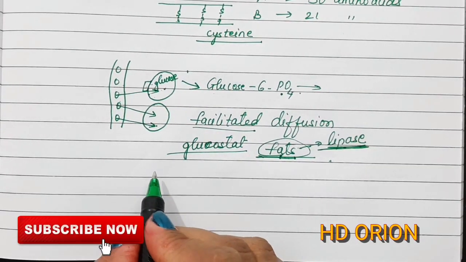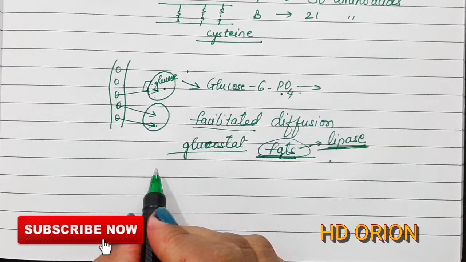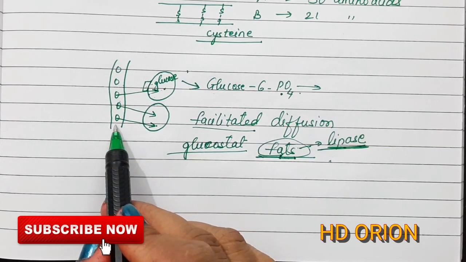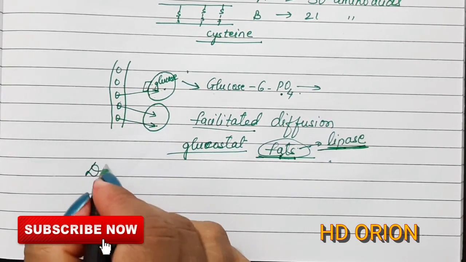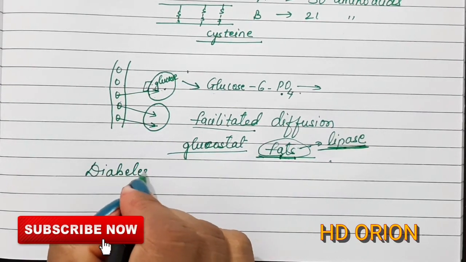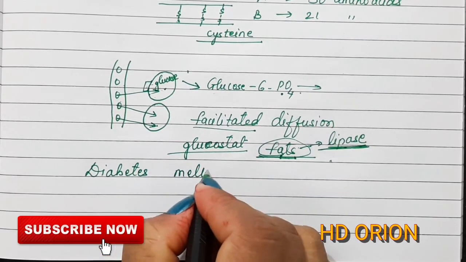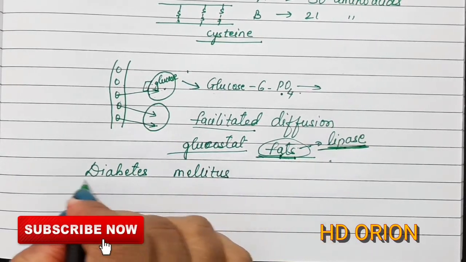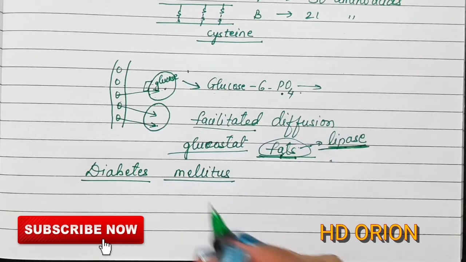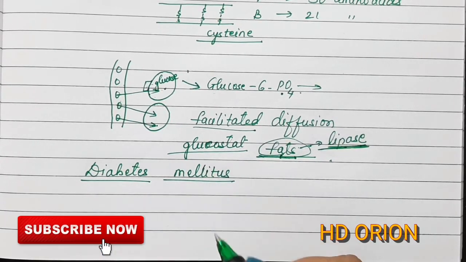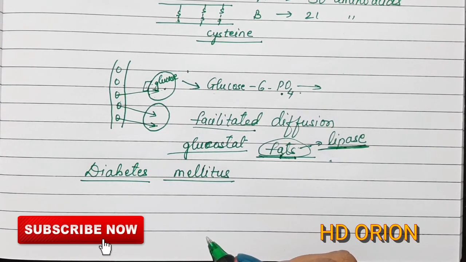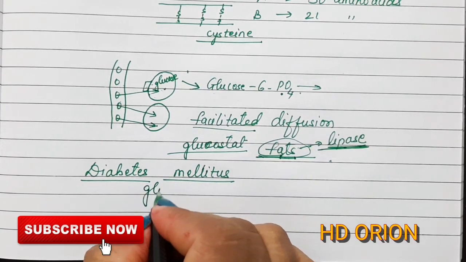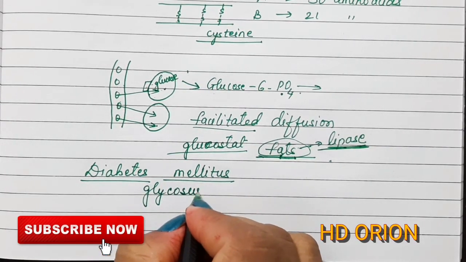When there is less insulin, this causes an increased amount of glucose in the blood. This condition is known as diabetes mellitus. So diabetes mellitus is due to the hyposecretion of insulin. Diabetes mellitus is a condition in which the blood glucose levels become very high, and also enough glucose is released out in the urine. This condition is known as glycosuria.